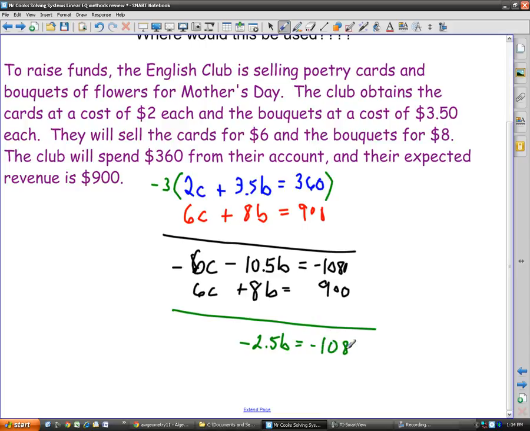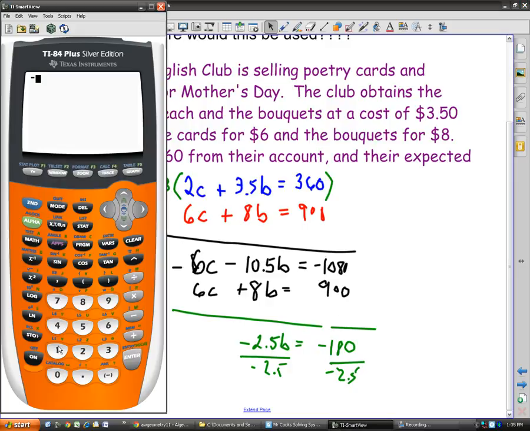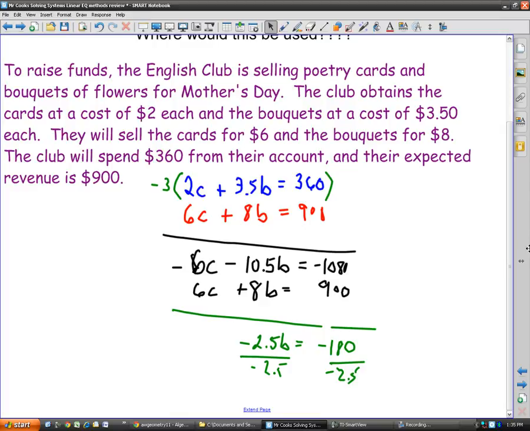Wait, hold on, I gotta learn to subtract here. Sorry about that. Let's try this again here. Negative 180. And so now if I divide both sides by negative 2.5, then negative 180 divided by negative 2.5 equals 72. So what I found there is that I need 72 bouquets in order for this to work out. To make this amount of money, I need to sell 72.